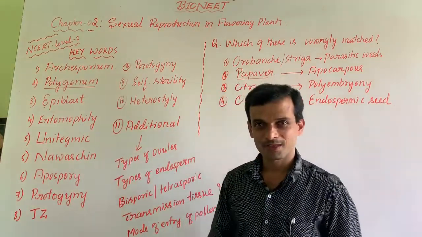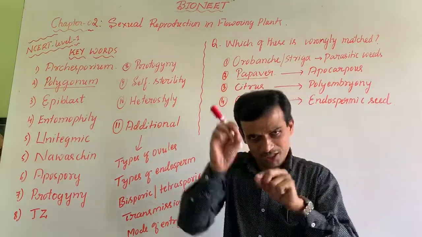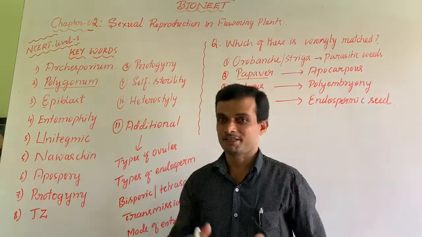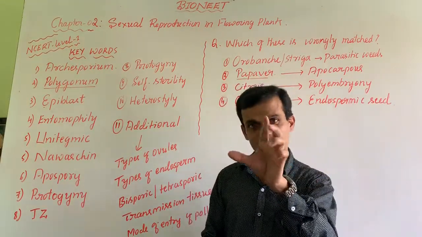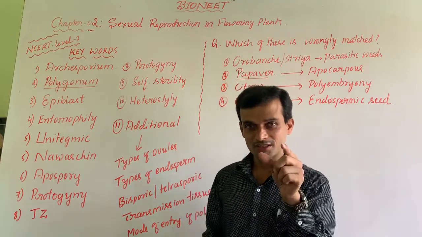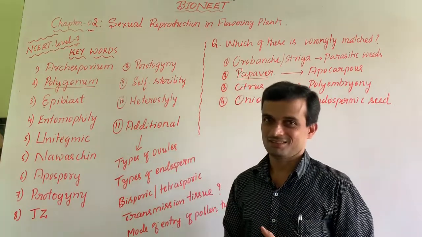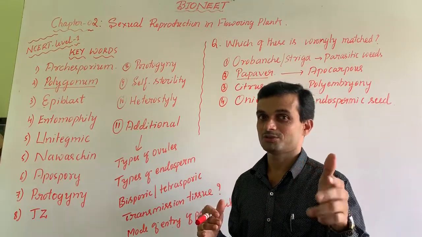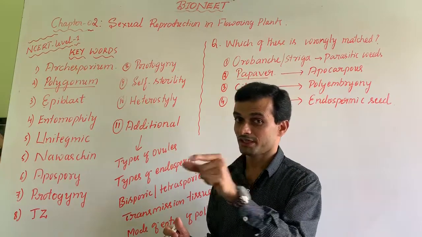Unitegmic. This word is missing in this lesson, but there is a sentence. Ovule is covered by 1 or 2 integuments. They don't say 1 or more, 1 or 2. In angiosperms, ovule has 2 integuments. Cycas has unitegmic ovule. It has only 1 integument. So it's necessary because you study Cycas in plant kingdom. It's necessary to connect those examples.